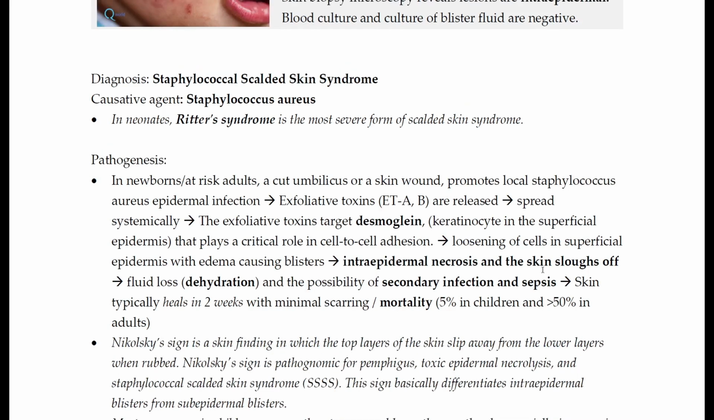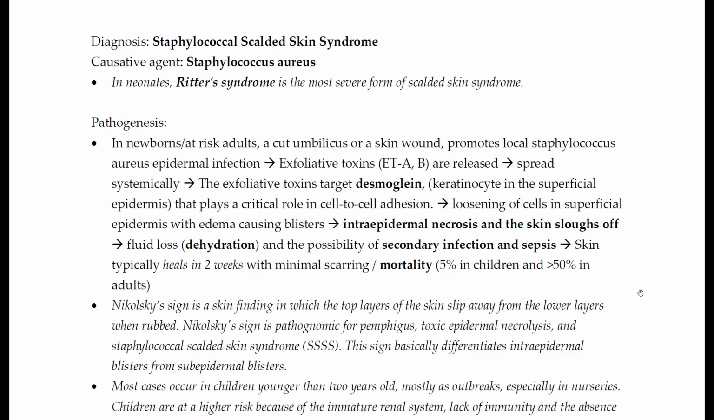Now, what is this Nikolsky's sign? Nikolsky's sign is a skin finding in which the top layer of skin slips away from the lower layers when rubbed. It is seen in pemphigus, toxic epidermal necrolysis, and this condition, Staphylococcal scalded skin syndrome. This sign basically differentiates intraepidermal blisters from subepidermal blisters.